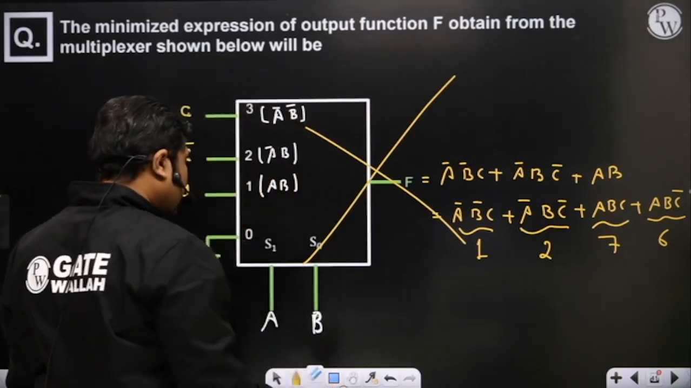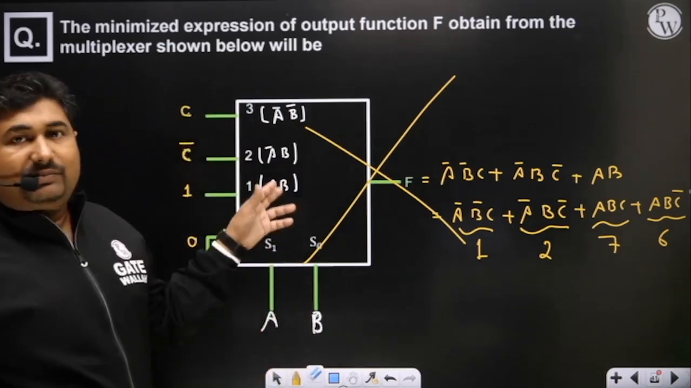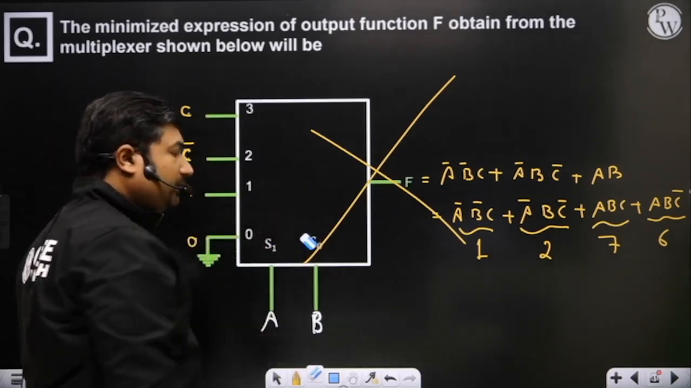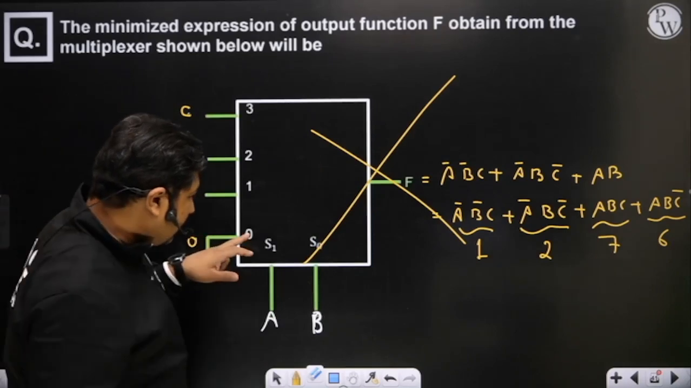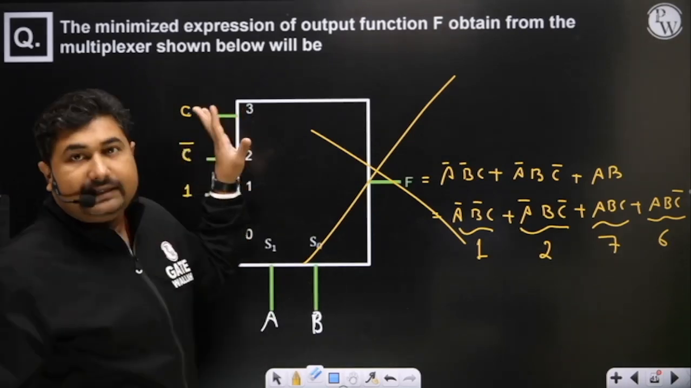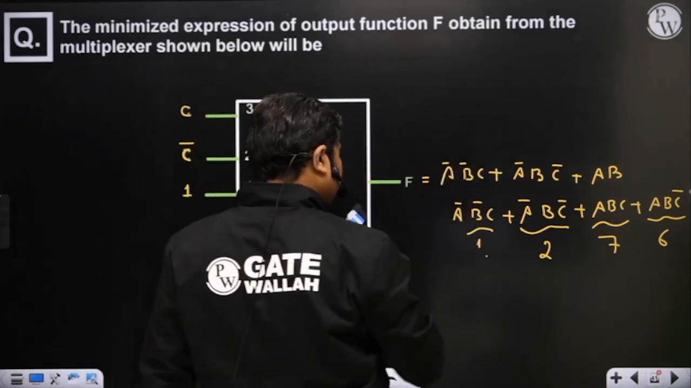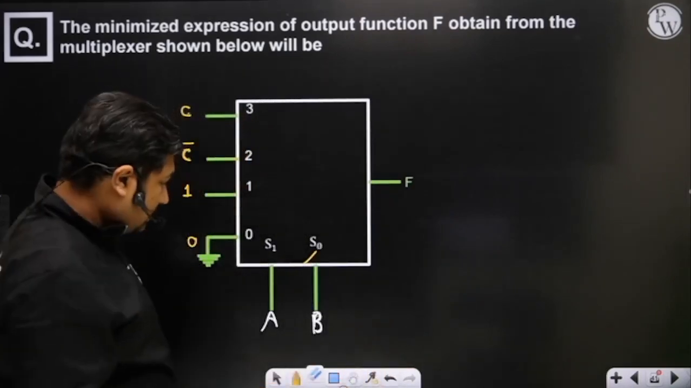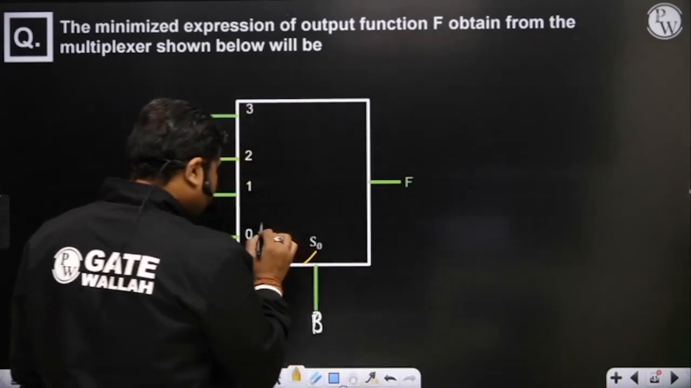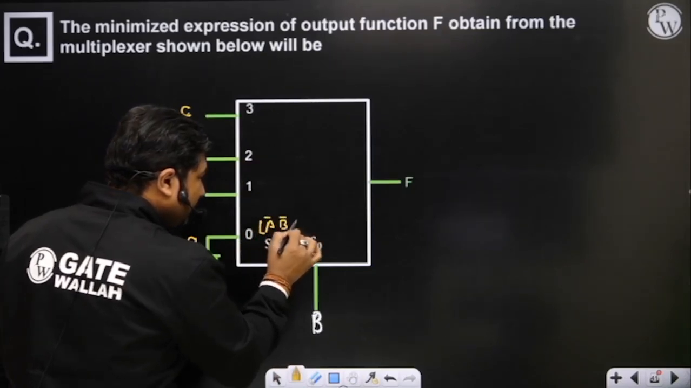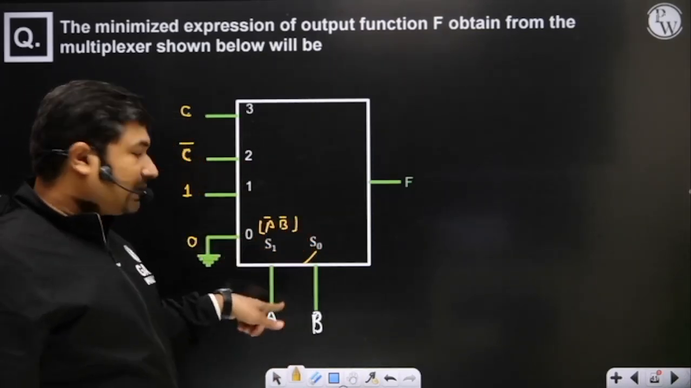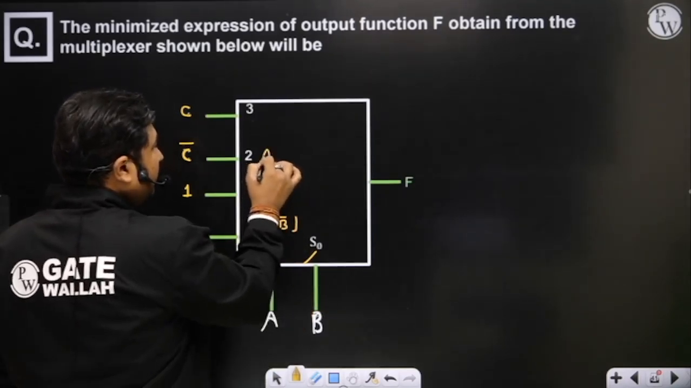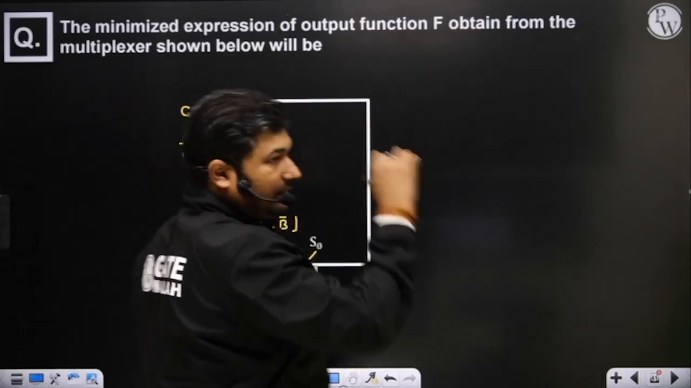Because you have not checked the input line. It totally depends upon the designer how to connect the input lines. As per the designer, he designed I0 pin, I1 pin, I2 pin and I3 pin. So as per the designer, you have to move. The 1, 2, 6, 7 function is not implemented by this. Sir, basically, this will be your A bar B bar. As per the select line, this is connected with A bar B bar. This will be your A bar B. This will be your A B bar. And this will be your A B.